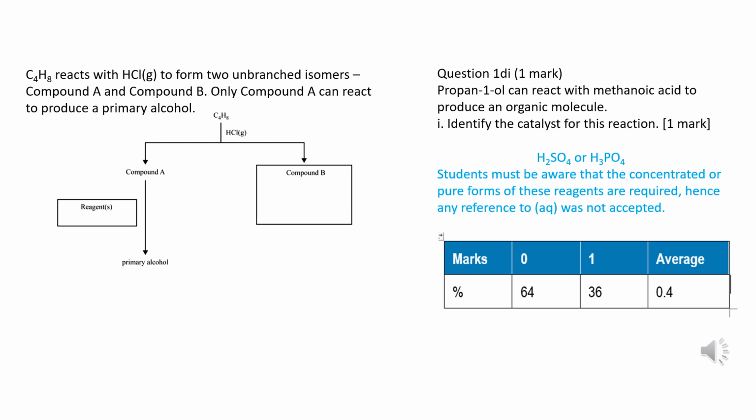Carboxylic acid and alcohol are condensed to ester. This condensation reaction is catalyzed by sulfuric acid or phosphoric acid. Only pure or concentrated acids can be used as catalysts, so any reference to aqueous acid is not accepted.